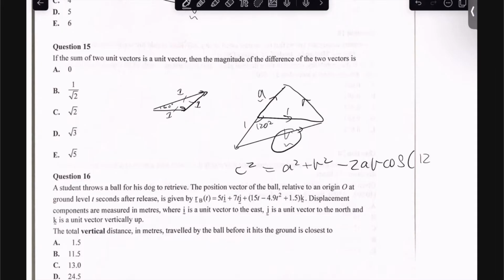Cos of 120 degrees is, what's 120? So it is 120 times pi on 180 is 2 pi on 3, and that's 1/2. Multiplied by 1, that's 1. So that's 1 plus 1 minus 1. Plus 1. So that's root 3.